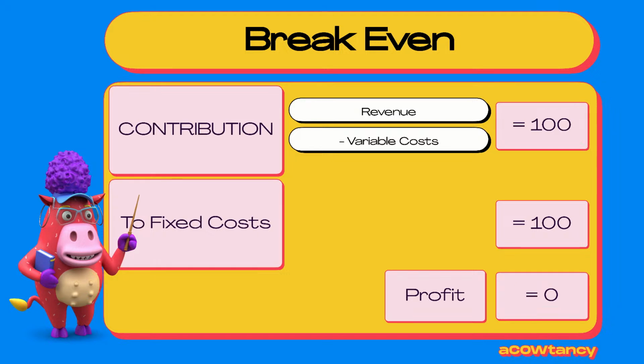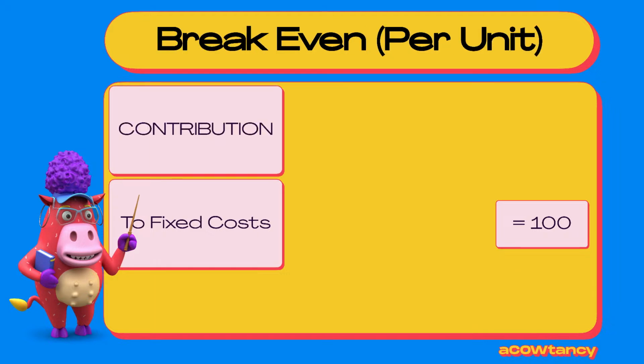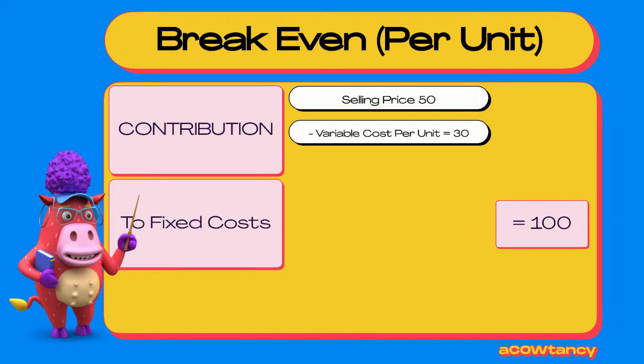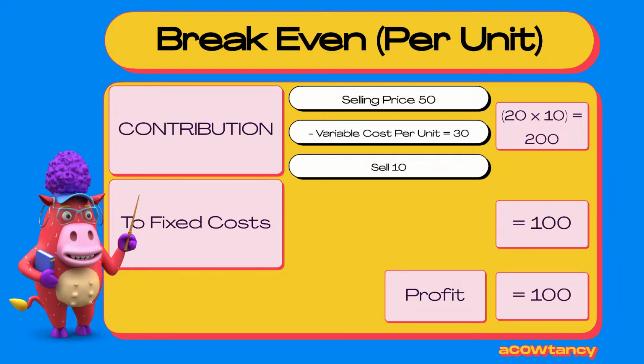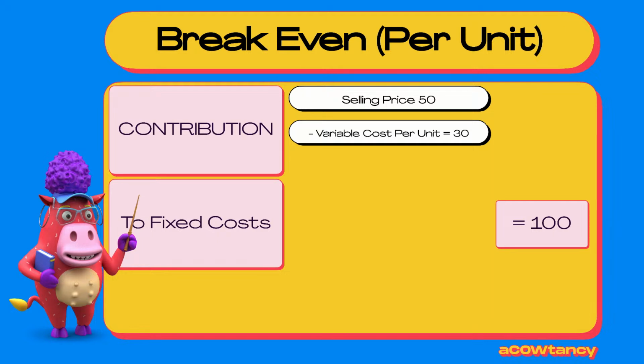Let's keep going then. So let's say your selling price per unit is 50, your variable cost per unit is 30, that will give you a contribution of 20 per unit. And if we sell 10 of those, then our contribution in total is 20 times 10, which is 200. And if fixed costs are 100, you've made a profit. Okay, so you've more than broken even.